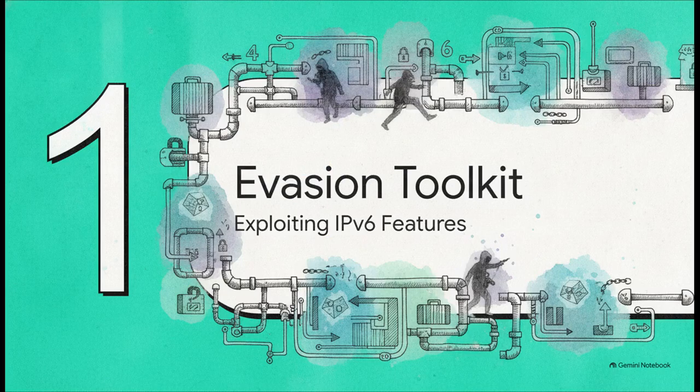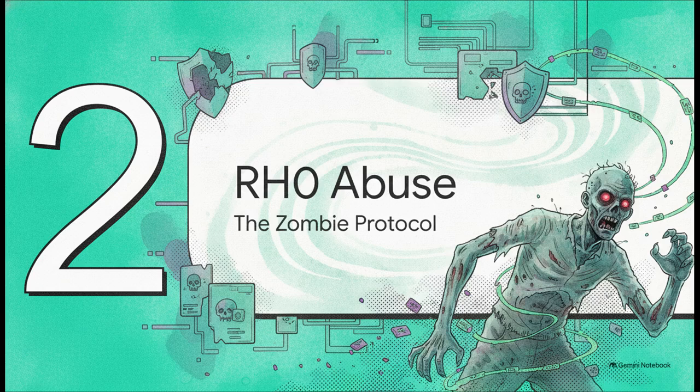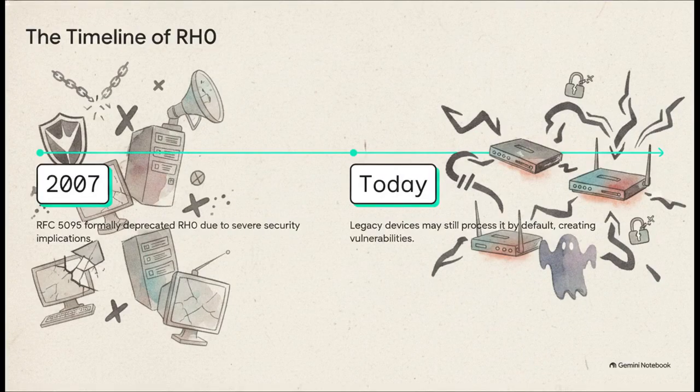Okay, moving to Section 1, the Evasion Toolkit. Let's look at how they exploit these features. And that brings us to Section 2, Routing Header 0 Abuse. I honestly like to call this one the zombie protocol. Seriously, think of routing header 0, or RH0, as the ultimate zombie.